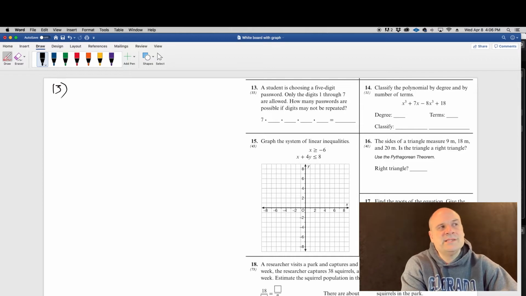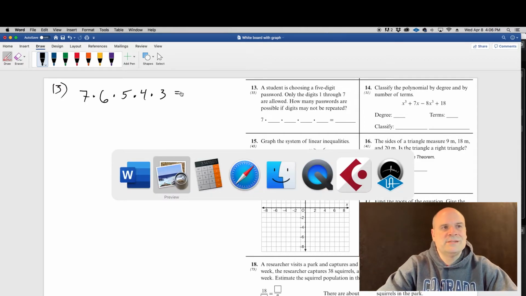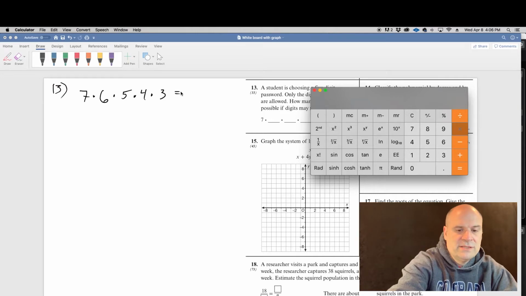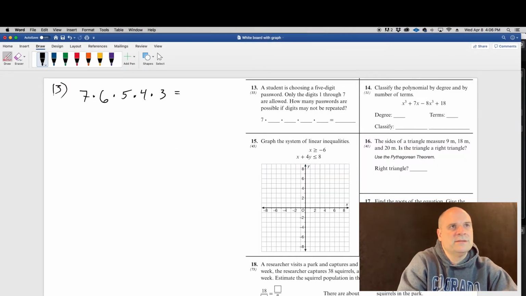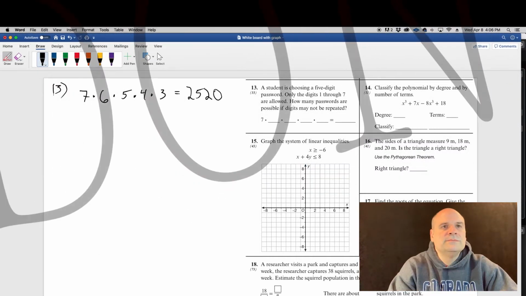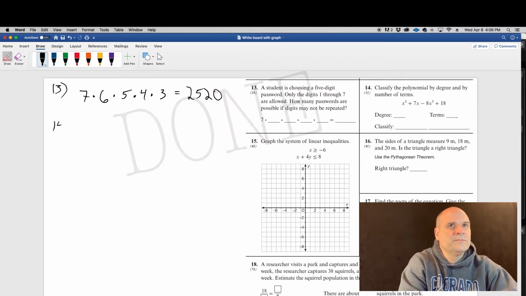So this is nice. They started it for you, 7 times, and you can't repeat it. So now you only have 6 choices. Then you only have 5 choices, 4 choices, and 3 choices. So what does that equal? Well, that's just 7 times 6 times 5 times 4 times 3 equals 2,520 different possibilities. So that was nice. All right, so let's look at 14.